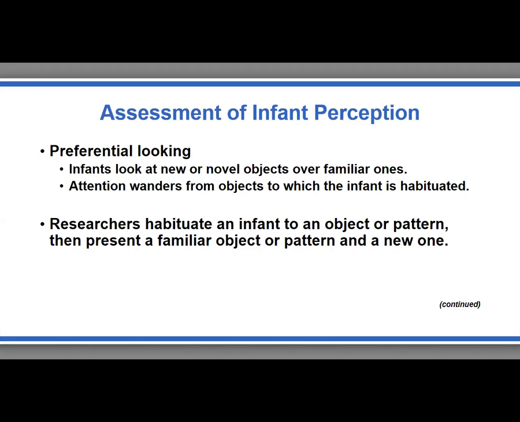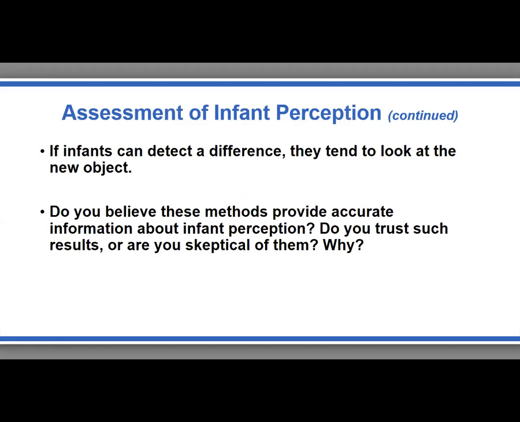Researchers habituate an infant to an object or pattern, then present the familiar object or pattern and a new one, right? This research is hard because it's observational. With adults, we can ask them questions, but here researchers have to observe whether infants tend to look at this versus this. Over time they start to notice some patterns: if an infant can detect a difference, they tend to look at the new object.